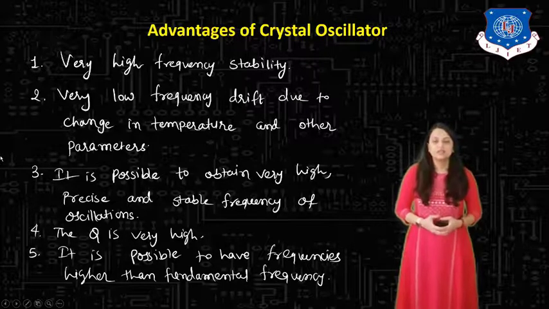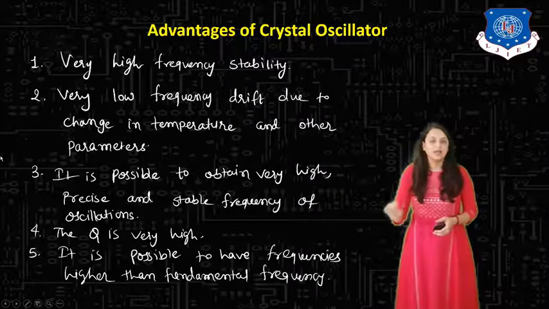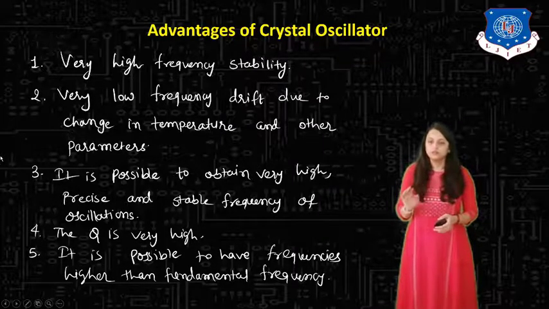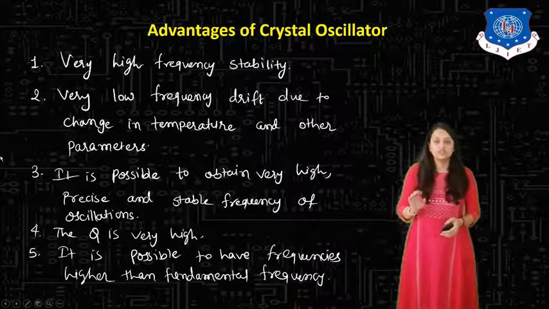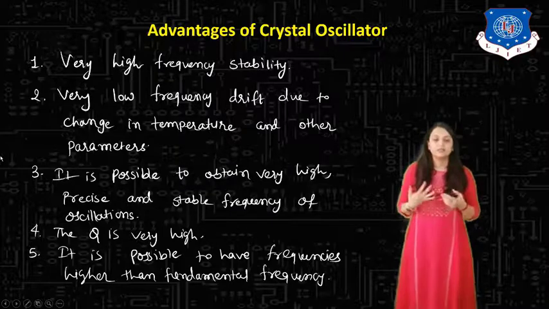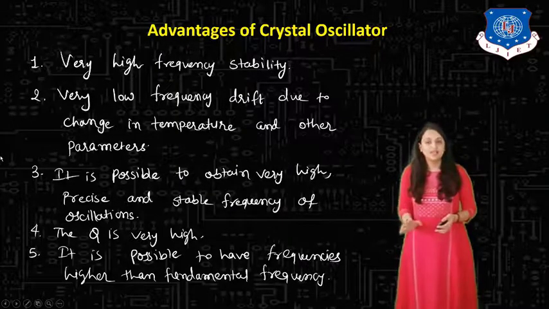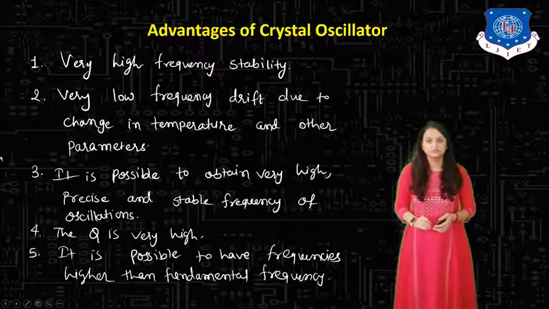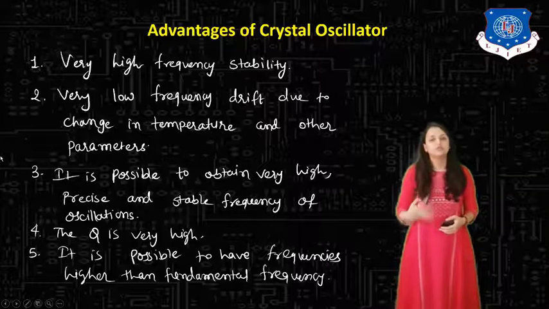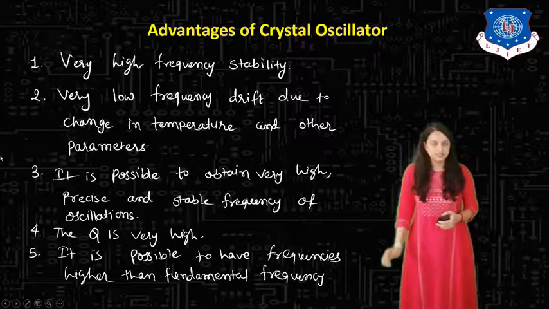We have seen the advantages of crystal oscillator. The first biggest advantage is that it has very high frequency stability, and it has very low frequency drift due to change in temperature and other parameters, which is very desirable. Then we have seen that it is possible to obtain very high, precise and stable frequency of oscillations. Here Q is very high, and it is possible to have frequencies higher than the fundamental frequency. So these were the advantages that we have already seen.